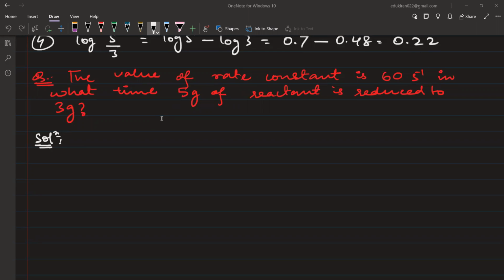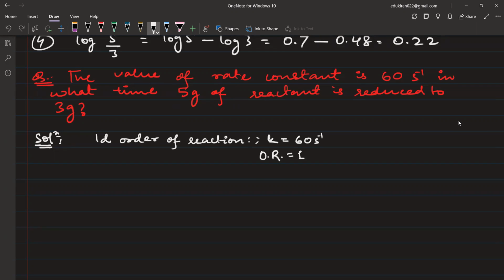First of all, you have to identify the order of reaction. Kaise identify karenge? We can identify using the rate constant K, that is equal to 60 second inverse. Here, the power of liter is equal to zero. That is why liter zero plus one is going to give me the order of reaction as first order.